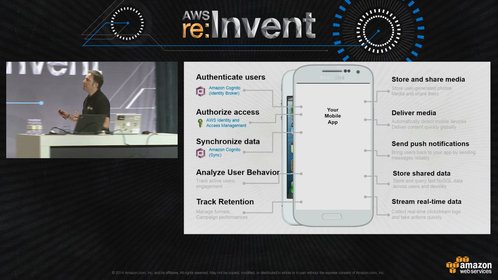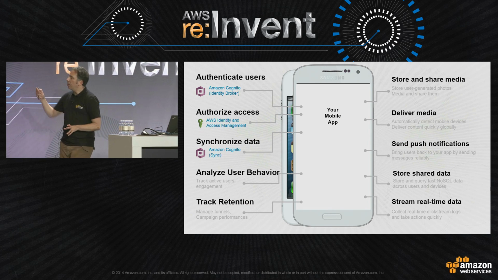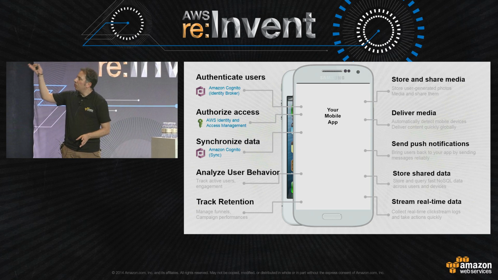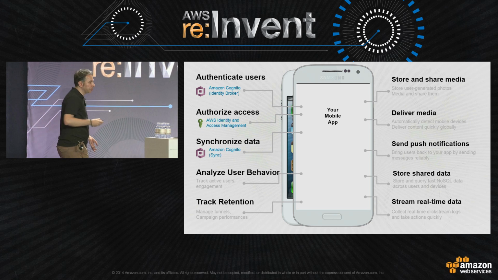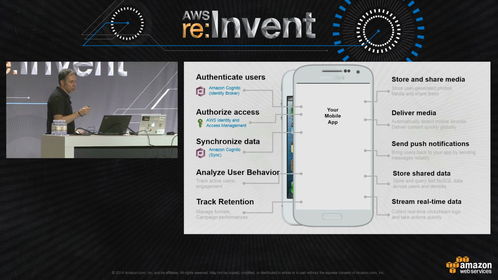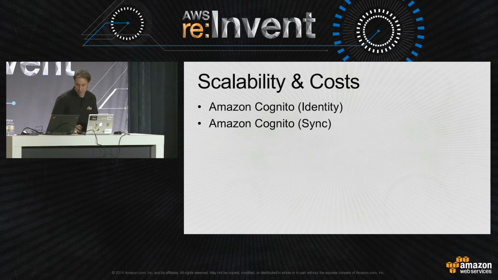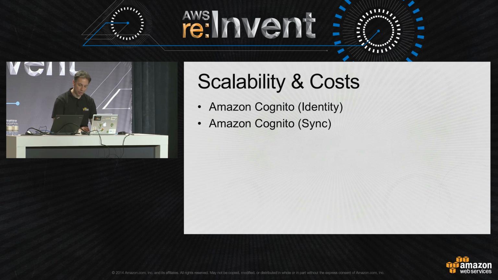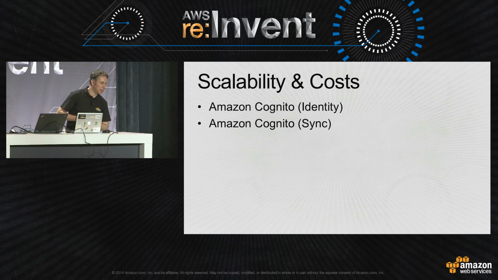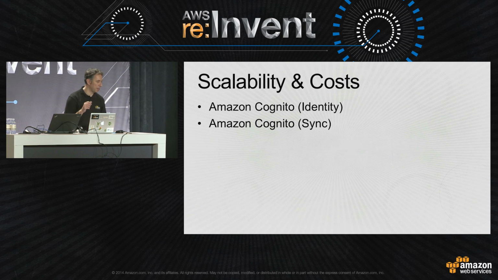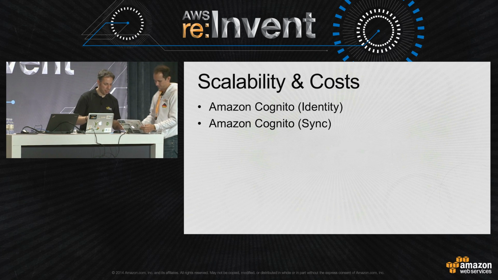So as we started, we saw how we can use Cognito to manage identity, to manage the access management towards the services, and also for data synchronization. Let's review together the scalability and cost. We are really almost on time here.